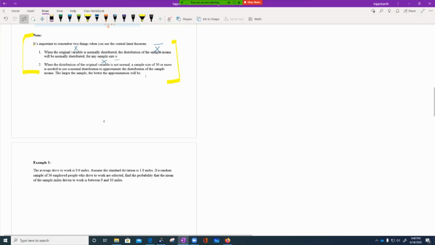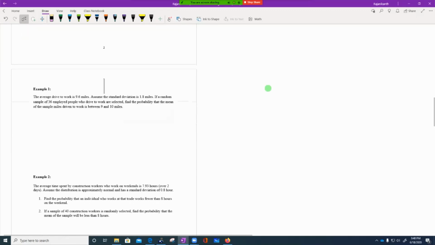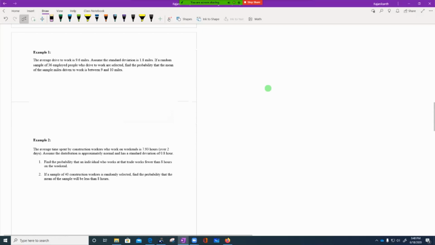So when you do some problems, we will understand the distribution of x bar, the sample means. Look at this problem. The average drive to work is 9.6 miles. Assume that the standard deviation is 1.8 miles. If a random sample of 36 employed people who drive to work is selected, find the probability that the mean of the sample miles driven to work is between 9 and 10. So what is the question actually? The question part is here.